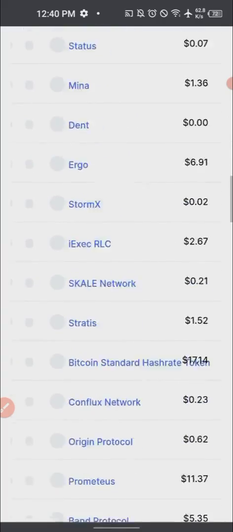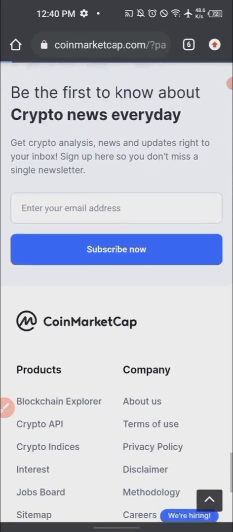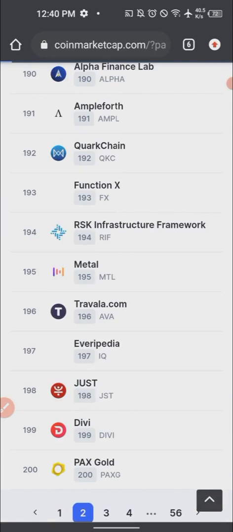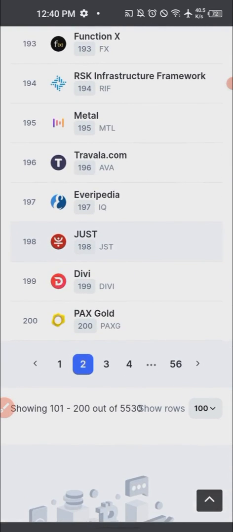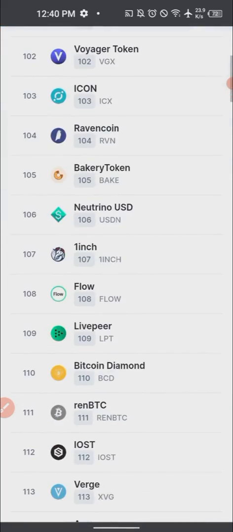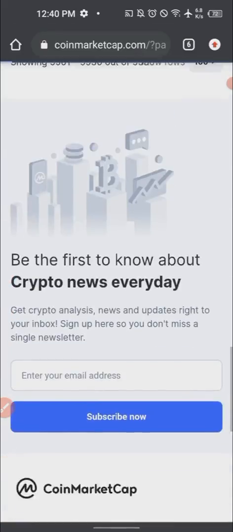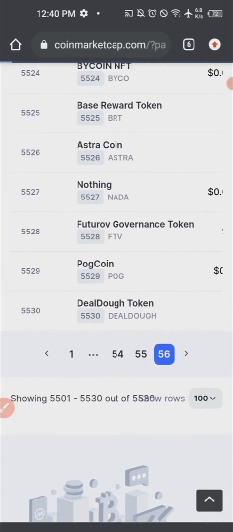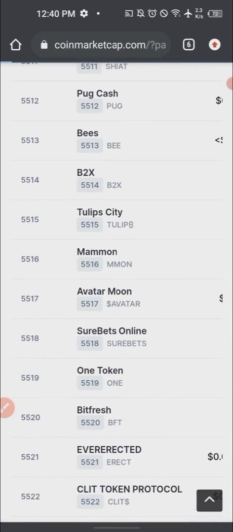And you have more than 56 pages here. This is page two, and we also have about 100 coins. That's why it's 200, and we have like 56 pages. So let's go to the 56th page. You can see we have like 5,530 coins alone on CoinMarketCap.